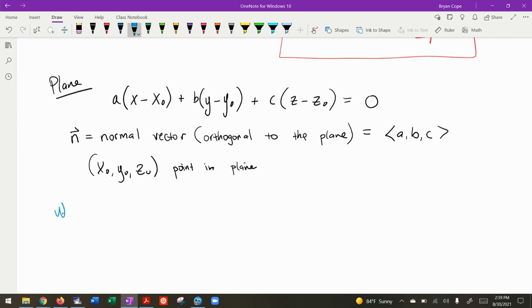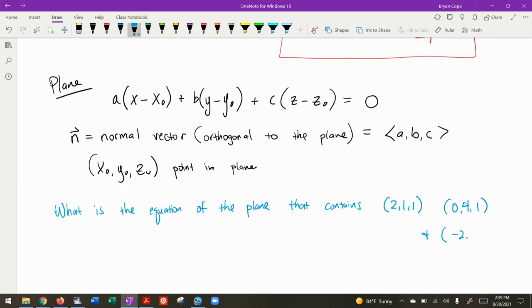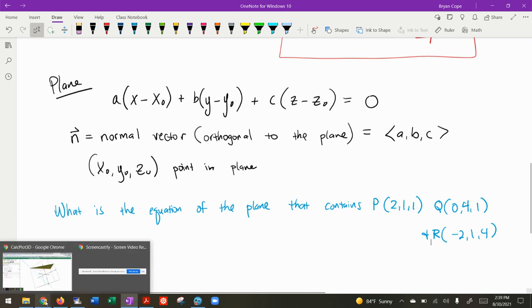So let's say, what is the equation of the plane that contains the points (2, 1, 1), (0, 4, 1), and (-2, 1, 4)? Well, let's give these letters. Let's call them P, Q, and R. So I'm going to pause the recording, and then I'd like you guys to try and solve that. And you can leave it in whatever form you want.